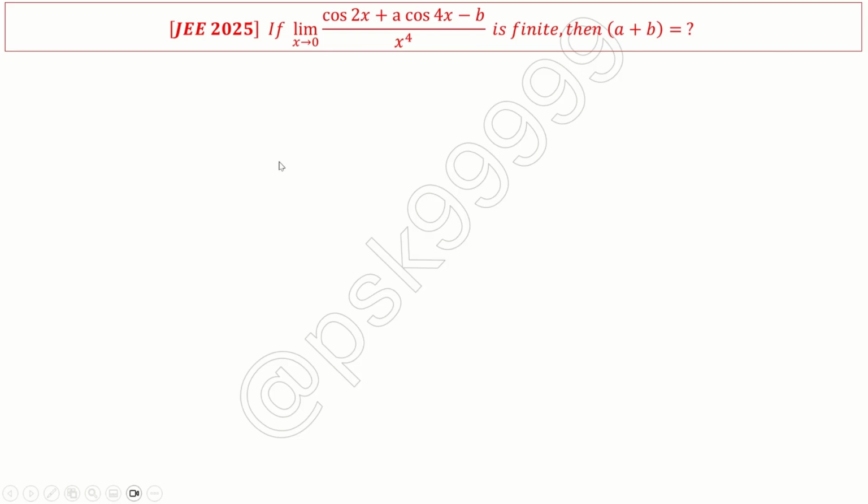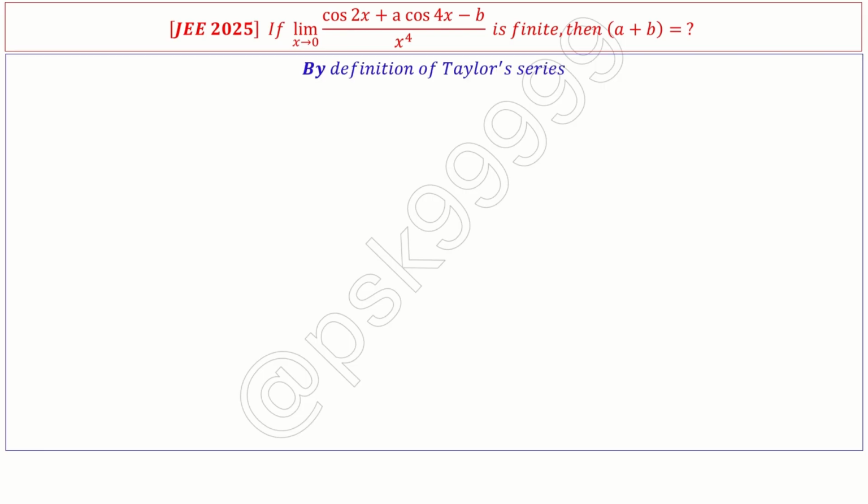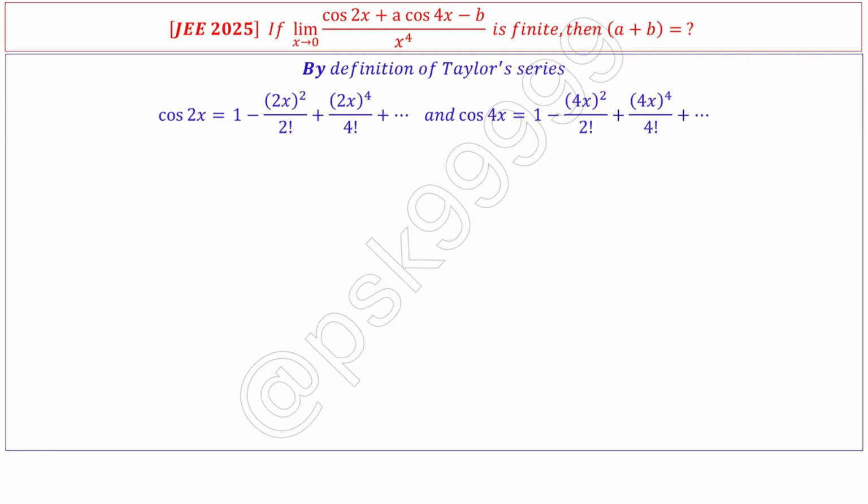But it is easier if you do it with Taylor series, because in one shot you will get the two equations to solve for a and b. Let's see how to do this. For cos 2x, you just need to replace x with 2x. The cos 2x Taylor series is 1 minus (2x)^2/2 factorial plus (2x)^4/4 factorial and so on.